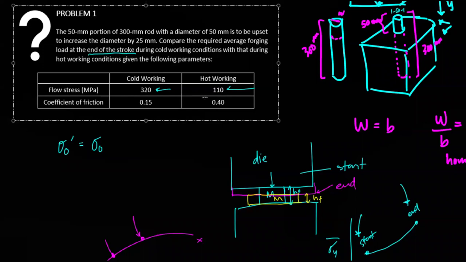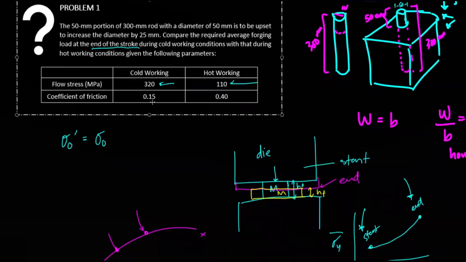So this makes sense, no? At hot working conditions, mas mababa yung flow stress natin. Okay? Tapos dito naman, mayroon siyang coefficient of friction of 0.15 for the cold working, tapos 0.4 naman for hot working. So I mentioned earlier, no, that when you are working in hot working conditions, usually mas mataas yung friction natin. So pagka mas malamig yung conditions, mas magiging closer to slipping friction yung condition natin.